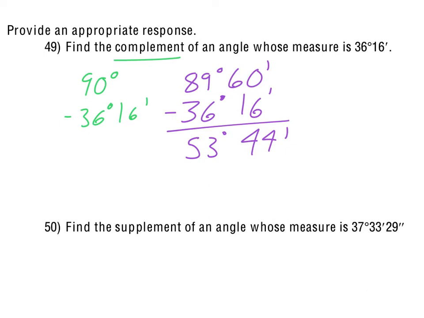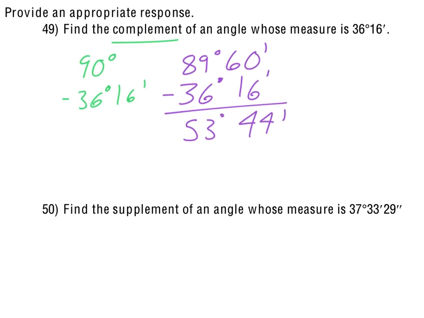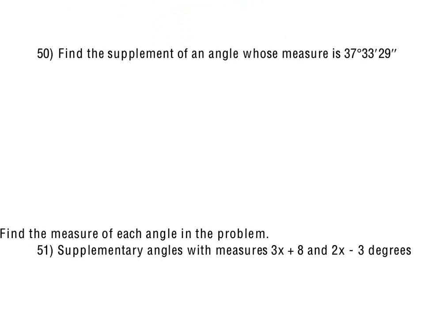You can check that by making sure that it makes sense, that if we add 53 degrees, 44 minutes to 36 degrees, 16 minutes, we actually do get 90 degrees. So you can check that. Number 50 is the same sort of thing, but goes a little bit further, and make sure you notice we are talking about supplements, which are 180 degrees.